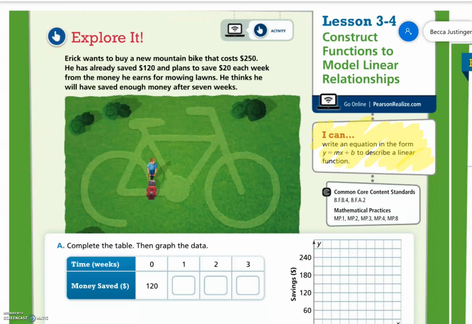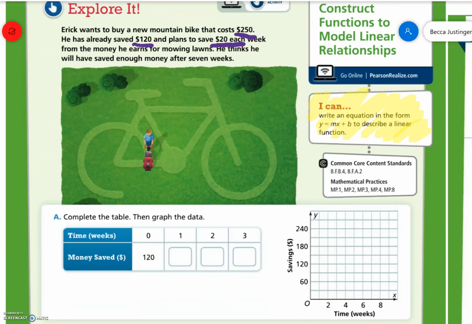Let's explore it. Eric wants to buy a new mountain bike that costs $250. He already has saved $120 and plans to save $20 each week for the money he earns mowing lawns. He thinks he'll have saved enough money after 7 weeks. Complete the table and graph the data.